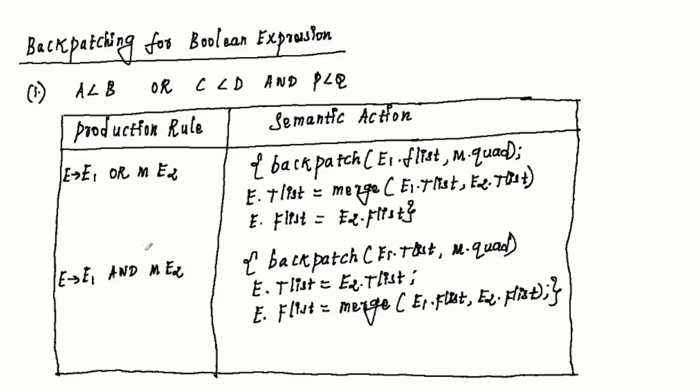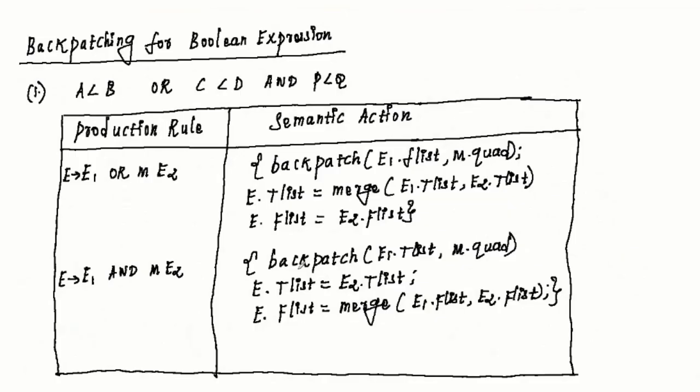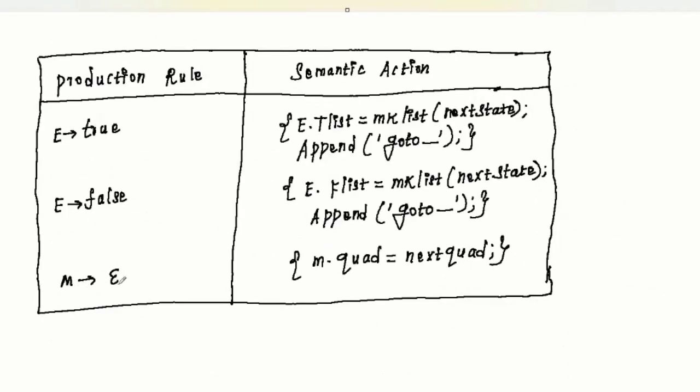For the AND operator, the production rule and semantic action are given. Production rule, E tends to E1 and M E2. We already constructed the parse tree. Look at the semantic action. The first line, backpatch of E1 dot true list, M dot quadruple. Before backpatching, we have to write the next quadruple value. The production rule M produces epsilon, with semantic action M dot quadruple equal to next quadruple.